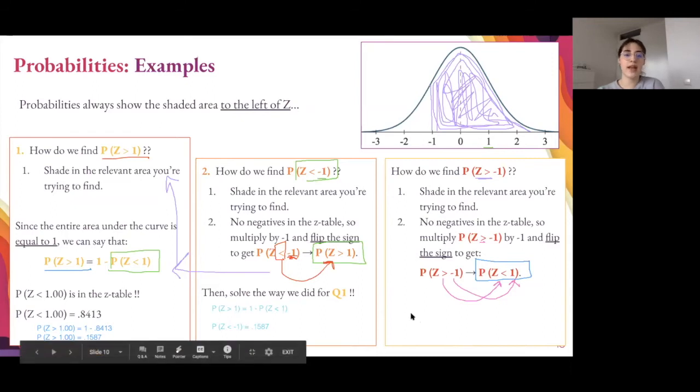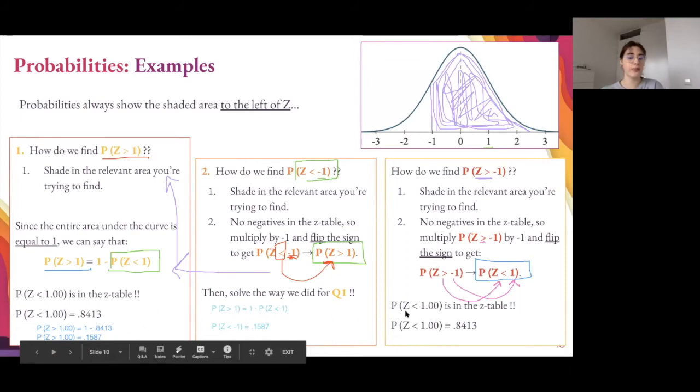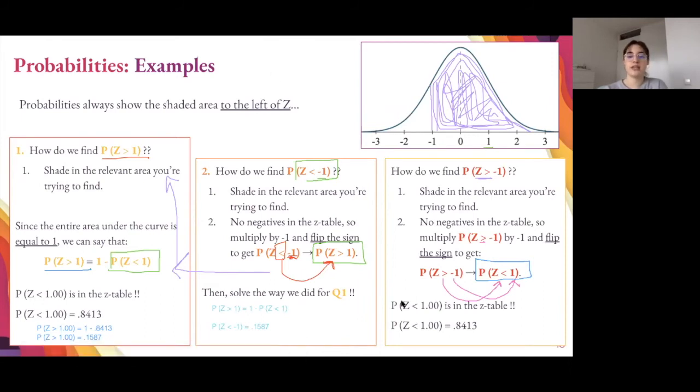It's the exact same way that we solved the very first example that we did on the previous slide. So the probability that z is less than 1 is in the z-table. So all we need to do is look in the z-table and find that the probability that z is less than 1 is 0.8413. And then from there, we just need to rewrite this as the probability that z is greater than -1 equals 0.8413. And that's exactly how you would write the answer to this question.